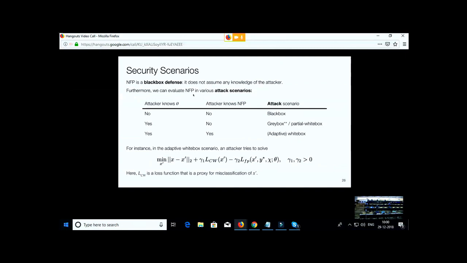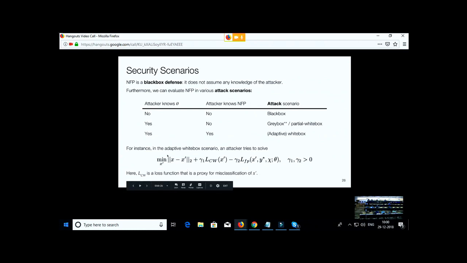Furthermore, we can evaluate neural fingerprinting in different attack scenarios. We can make a distinction based on whether the attacker knows the delta x's and the delta y's that we've chosen. And depending on this, we're either in a black box, gray box, or adaptive white box scenario. Depending on the papers and the community you go to, you will see different terminology, but for our purposes today, we'll focus mainly on the gray box and the white box setting.